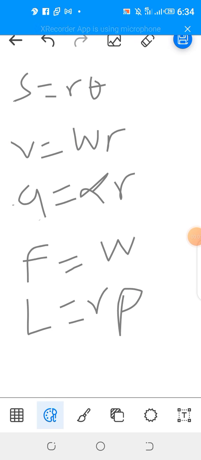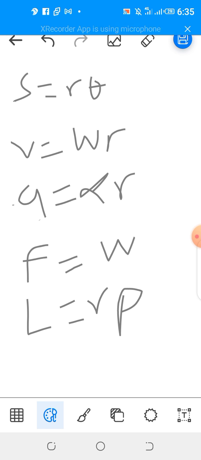What I want to point out here is I said linear and angular, they are always different. This is very important. The dimension of linear quantity and angular quantity are always different, except for frequency and angular frequency. For example, for distance, linear distance equals radius times angular distance.